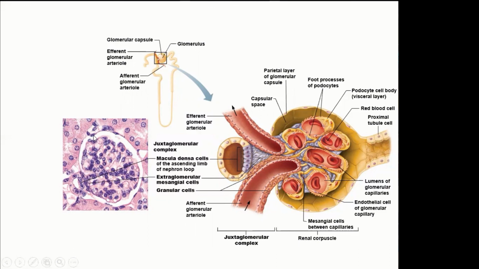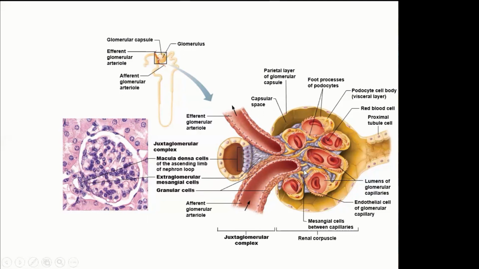But here's Bowman's capsule. So here's actually Bowman's space. So you can see this space between our cells. And you can see this little hole here. So this is actually our nephron. This is our ascending limb of the nephron, the part coming back up. What we see here, touching the glomerulus right next to Bowman's capsule, are our macula densa cells. Oh, they do have mesangial cells on here as well.